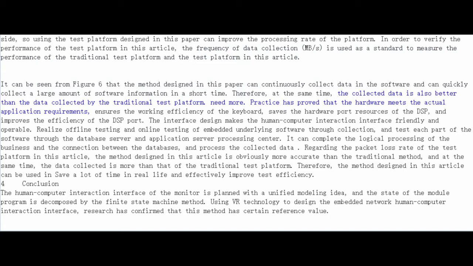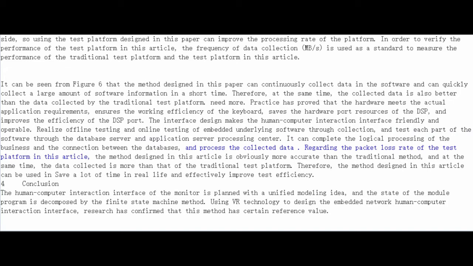Practice has proved that the hardware meets the actual application requirements, ensures the working efficiency of the keyboard, saves the hardware port resources of the DSP, and improves the efficiency of the DSP port. The interface design makes the human-computer interaction interface friendly and operable. Offline testing and online testing of embedded underlying software are realized through collection, and each part of the software is tested through the database server and application server processing center. It can complete the logical processing of the business and the connection between the databases, and process the collected data.